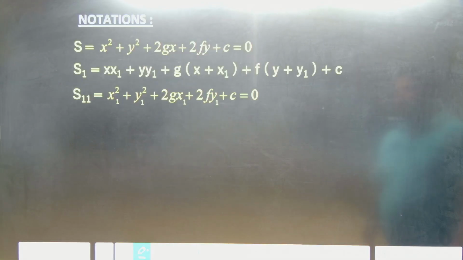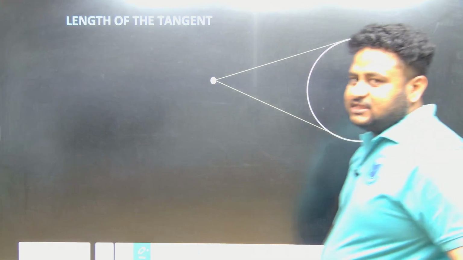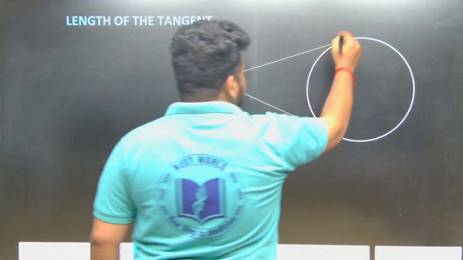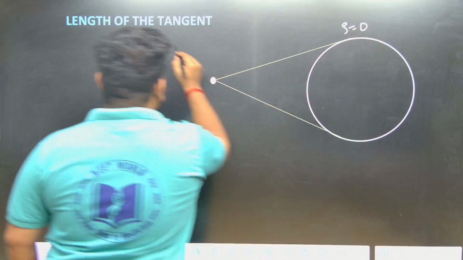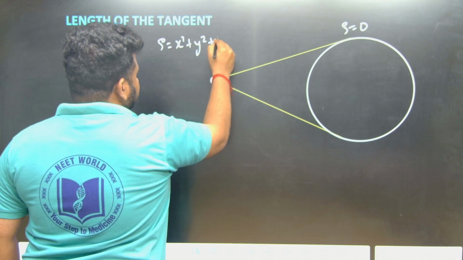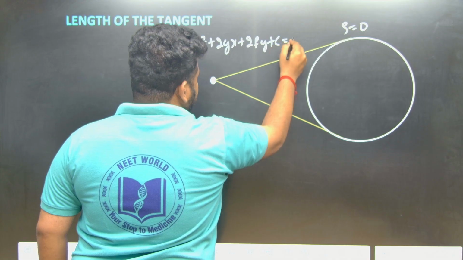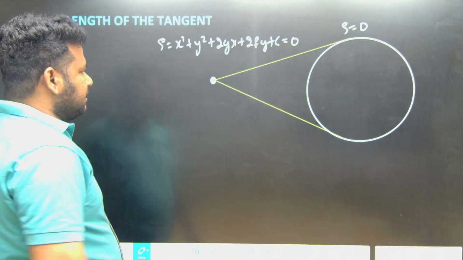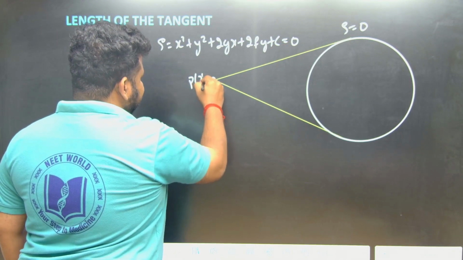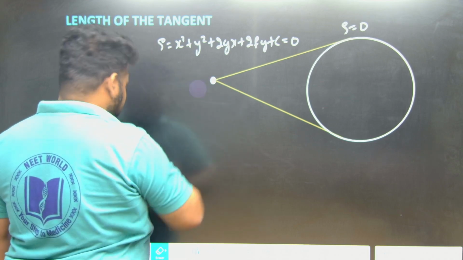Next concept, notations I have already told you. Now, length of the tangent. Suppose the circle is given as S equal to 0, the standard equation of the circle, S equals x square plus y square plus 2gx plus 2fy plus c is equal to 0. Let P(x1, y1) be a point outside the circle.